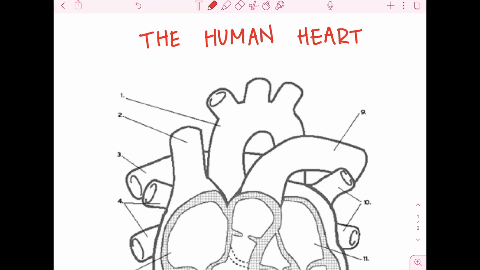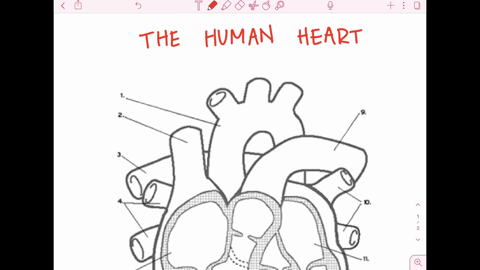Did you know that our hearts beat around 100,000 times each day? That equals a lot of blood being pumped in and around our bodies. Welcome back. Today our lesson will be about the human heart.